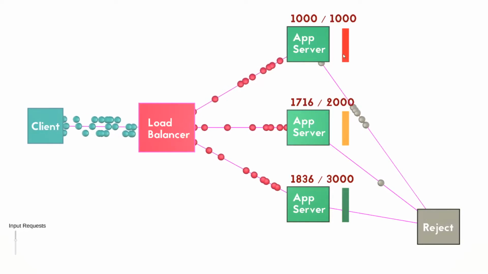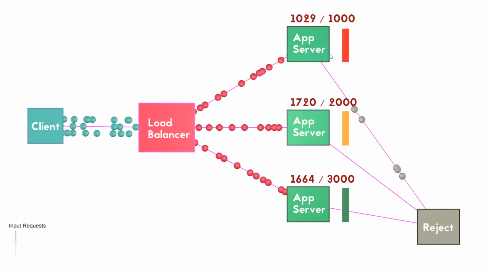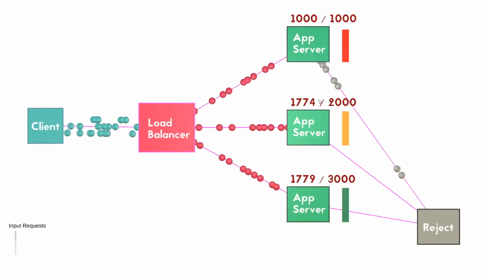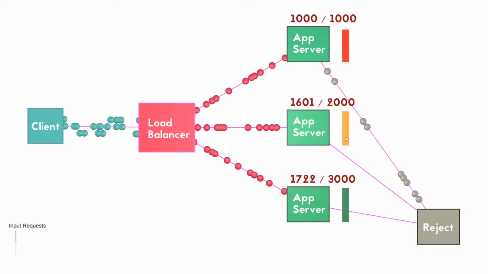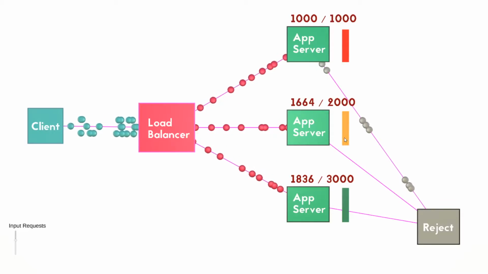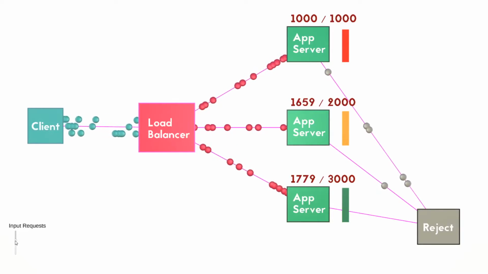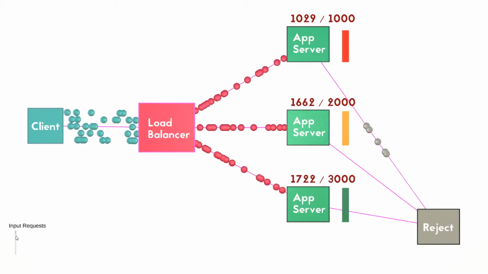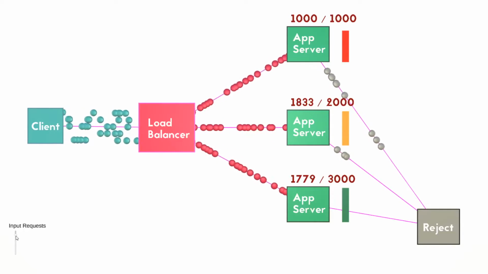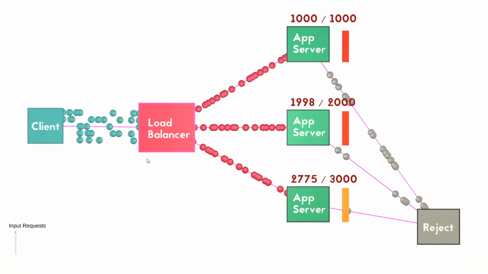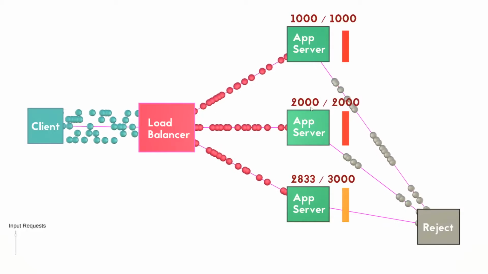So the status for this app server is red, but it has not yet gone down. The status for the second app server is orange. That means it is pretty close to its max. And the third one's healthy. Now, if we increase the input requests even further, even under this extremely large rate of input, the servers are holding up.